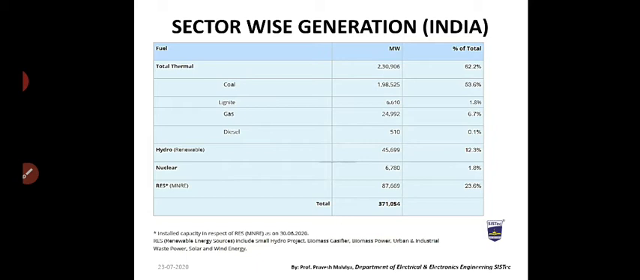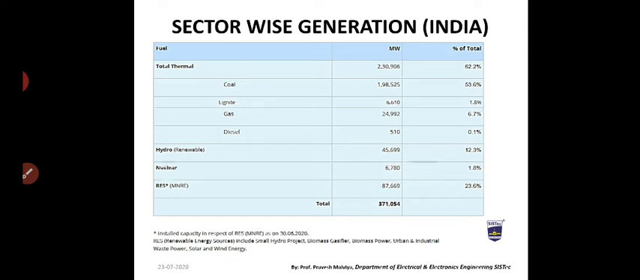Coming to the nuclear section, it is quite low, just 1.8%. Earlier it was higher than this, but it is being reduced because of very high drawbacks and risk factors. In megawatt, it is 6780 only.